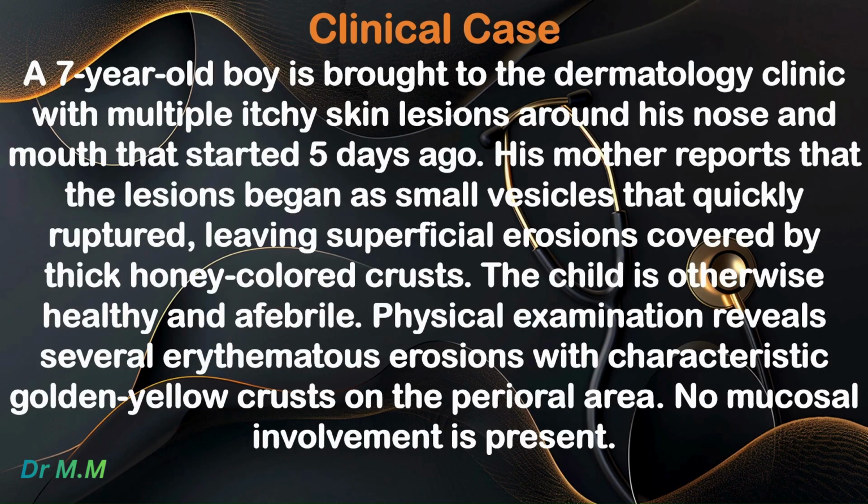Clinical case. A 7-year-old boy is brought to the dermatology clinic with multiple itchy skin lesions around his nose and mouth that started 5 days ago. His mother reports that the lesions began as small vesicles that quickly ruptured, leaving superficial erosions covered by thick honey-colored crusts. The child is otherwise healthy and afebrile. Physical examination reveals several erythematous erosions with characteristic golden yellow crusts on the perioral area. No mucosal involvement is present.